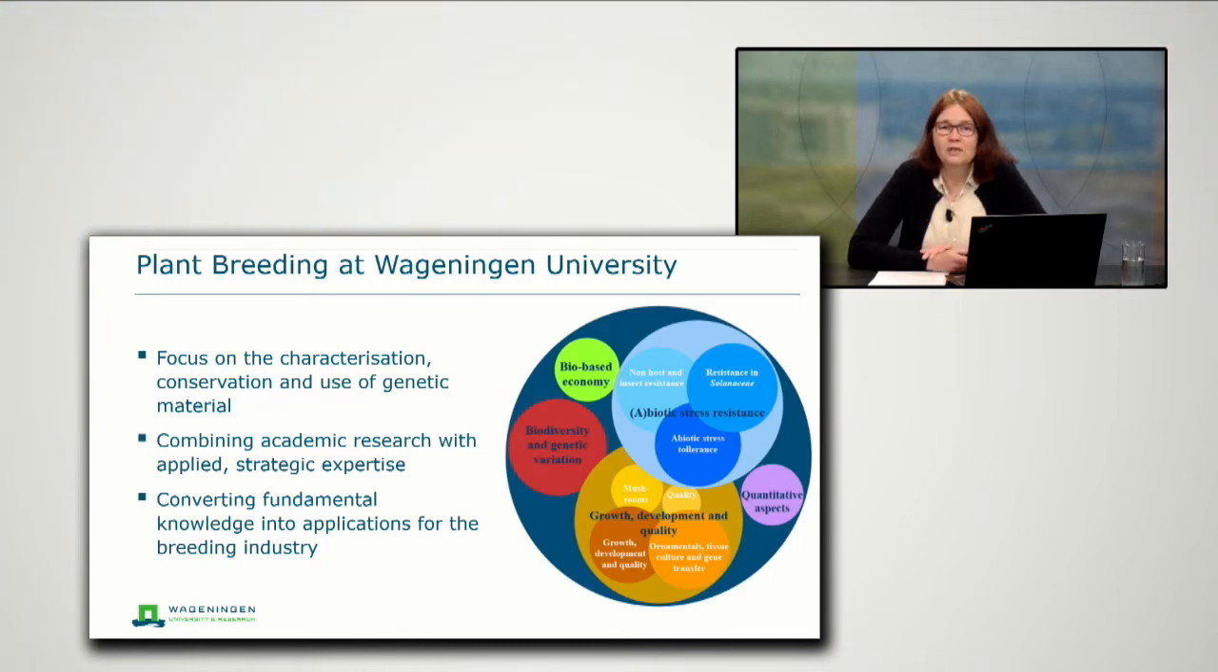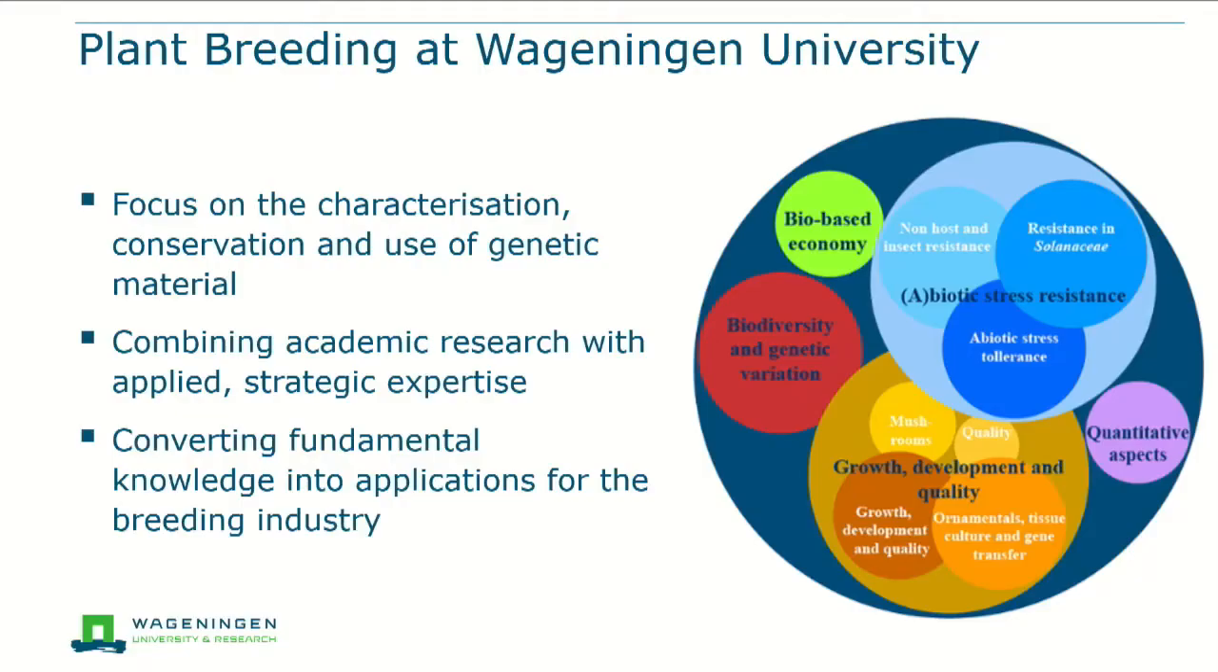The focus at the Department of Plant Breeding is on the characterization, conservation and use of genetic material from a wide variety of resources, existing cultivars as well as wild varieties. And in this cluster of plant breeding, academic research is combined with applied strategic expertise. On the right-hand side of this slide, you can see all the topics that are being covered by the research done at the plant breeding department.